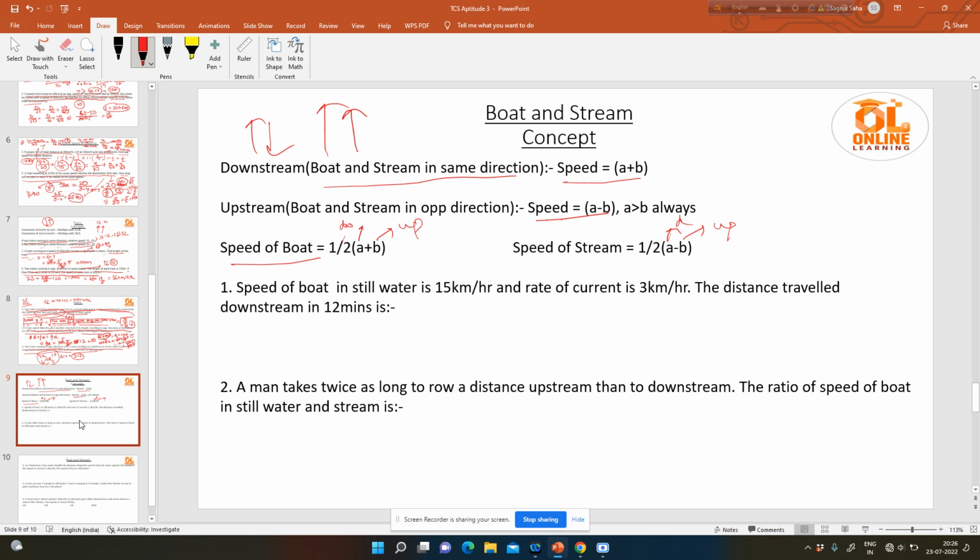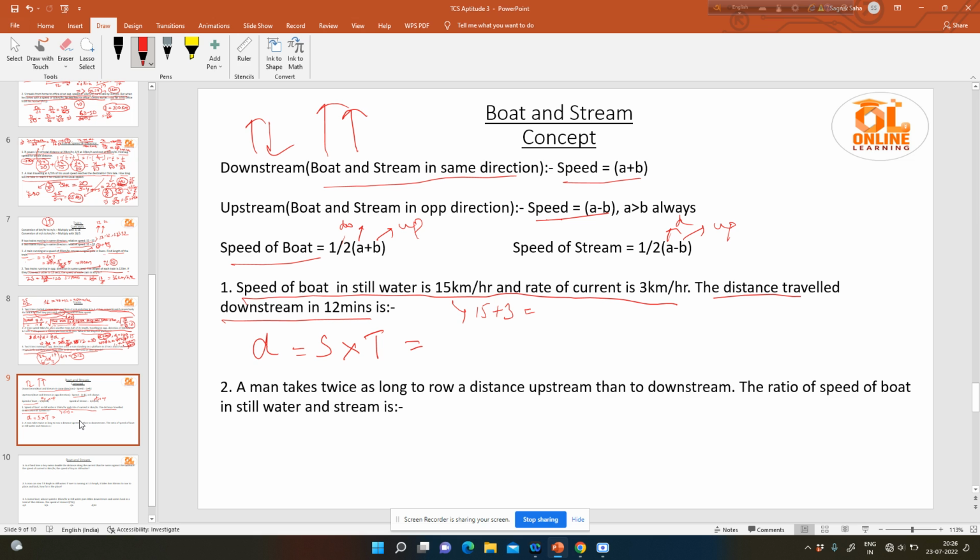Let us move to solving the question. It is given speed of boat in still water is 15 kilometer per hour and rate of current is 3 kilometer per hour. So the distance traveled downstream in 12 minutes is? We have to find the distance traveled. We know distance is equal to speed into time. In downstream, speed of boat and speed of stream would be added. So it would be 15 plus 3, 18 kilometer per hour.